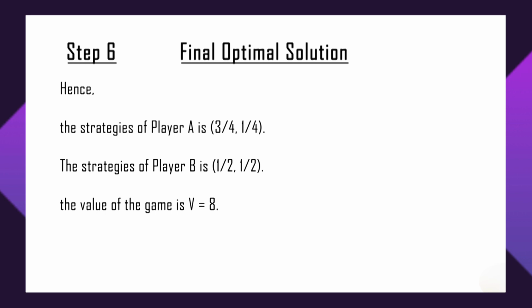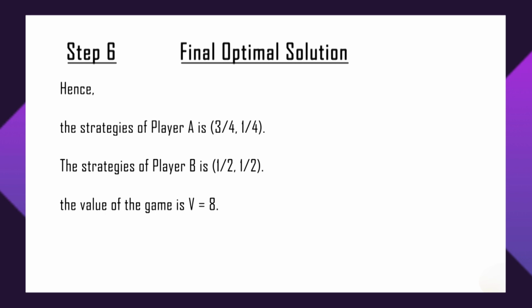Therefore, we have the answer, because the earlier example has player A and player B. What are the strategies of each player? 3 by 4 and 1 by 4. Adding both is 1. Definitely this is the definite value, the probabilistic value, this is the certain event or certain game. The similar strategy of player B is half and half. Adding both the values, we have 1.